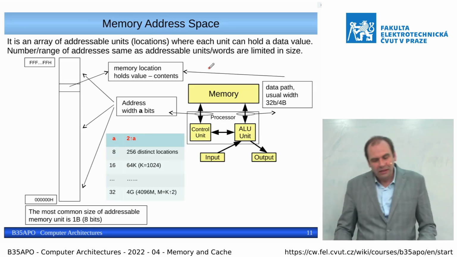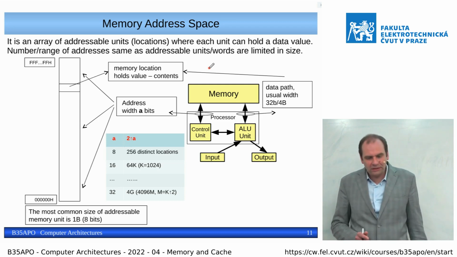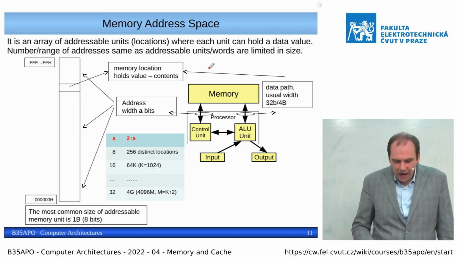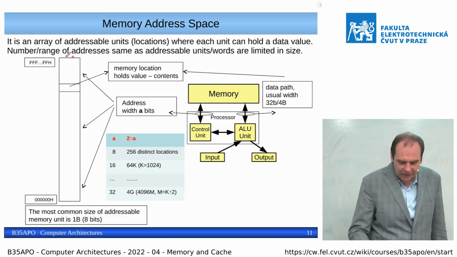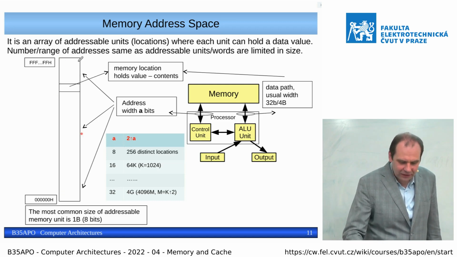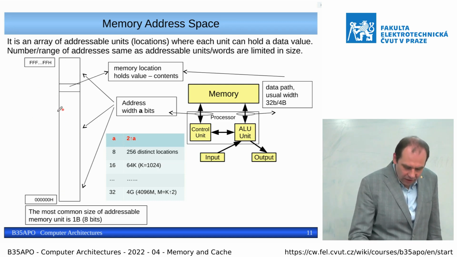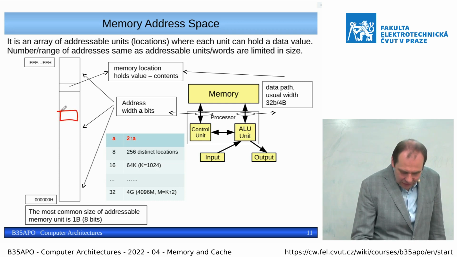Okay, so now we return back to a simple model of how the memory works. We have said that the memory is in fact some array to which we can access the individual cells.